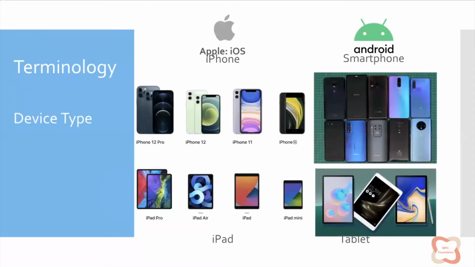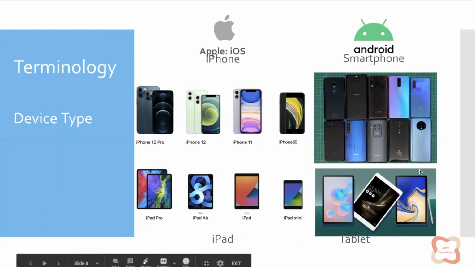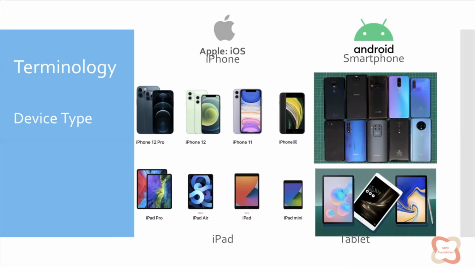So first is the terminology. We're going to quickly look over the device type. Everybody in this room will have the iOS system on the left over here, so the iPhone. On the other hand, there's another type of device called the smartphone, and that's all the other kinds of phones that use the Android system rather than the iOS system. That'll be brands like Samsung, LG, Sony, Google, and all those other big brands.